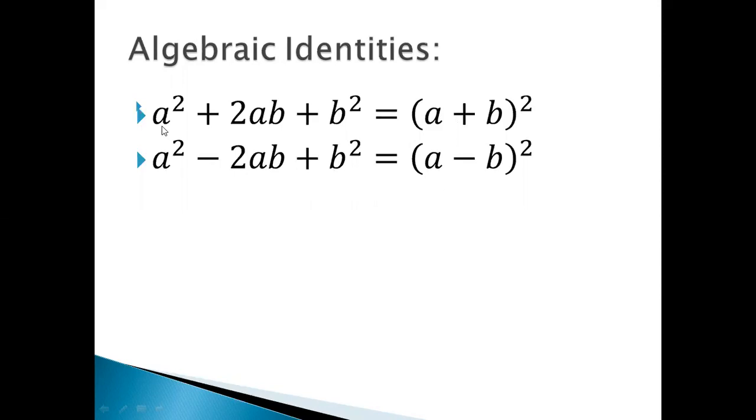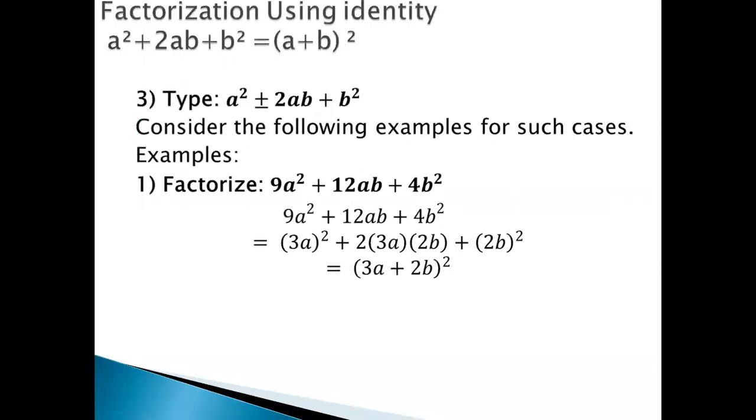Here, this format a square plus 2ab plus b square is the expanded format of the identity, and a plus b whole square or a minus b whole square is the factorized format of the identity. With the help of these identities, we will learn how to factorize the algebraic expressions of this format, a square plus 2ab plus b square.